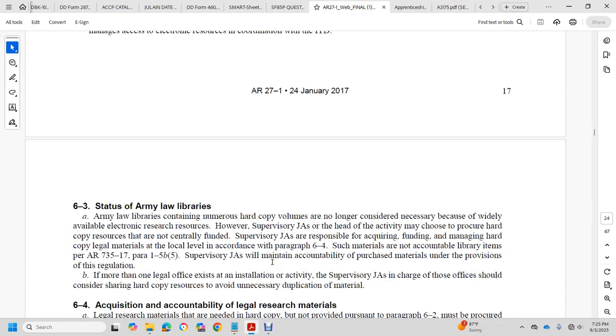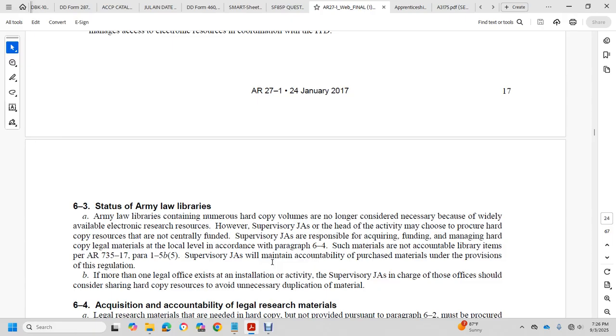6.3 Army Law Libraries. Army Law Libraries continue their numerous hard copy volumes but no longer consider them necessary, given the widely available electronic research. The supervisor judge advocate, the head of the activity, may procure hard copy research not centrally funded. The supervisor judge advocate is responsible for acquiring funding with the hard copy of legal matter at the local level, the quorum of paragraph 6 for the discussion of material. For non-accountable library items, Army Regulation 735-17, paragraph 15b, the supervisor judge advocate will maintain accountability with the purchased material for the provision of this regulation.